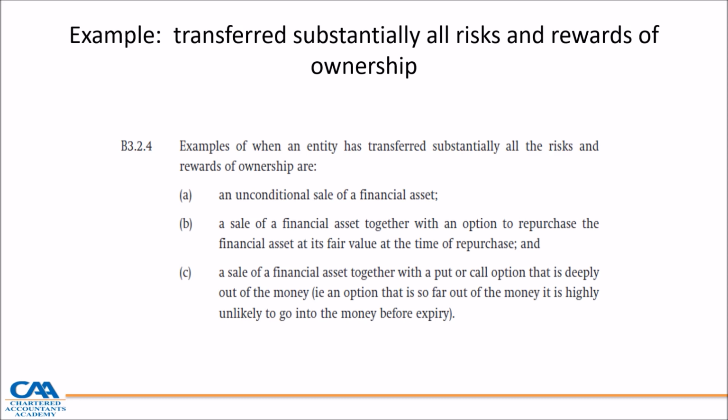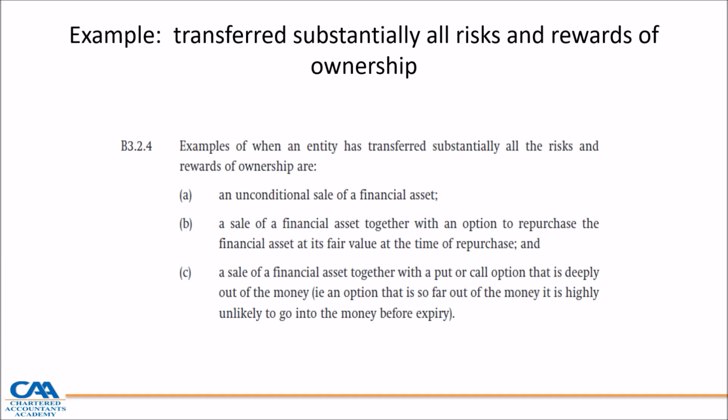Another example is a sale of a financial asset together with an option to repurchase the financial asset at its fair value at the time of repurchase. So the moment that you have an option to repurchase at fair value, you have essentially sold the asset and you're then buying it back at a future date, at the value at which you're actually buying it, right?